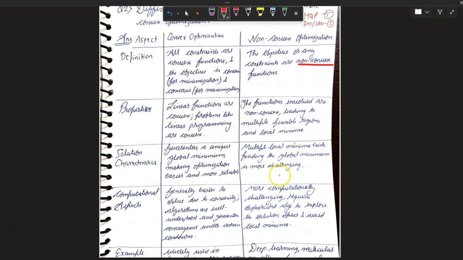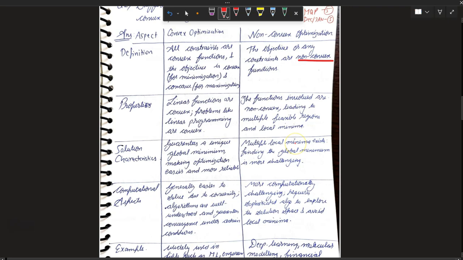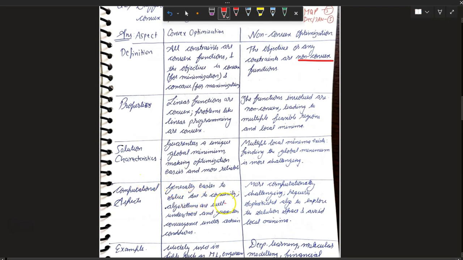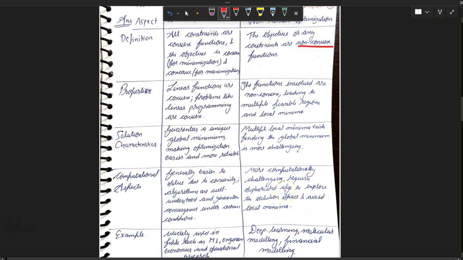For non-convex, finding the global minimum is more challenging, because if multiple minima exist, it is very tough to find the exact one global minimum. We have to iterate over all the phases, making it inefficient. Computational aspect: convex is generally easier to solve, algorithms are well understood and guarantee convergence under certain conditions. Non-convex is more computationally challenging, requiring sophisticated algorithms to explore the solution space and avoid local minima.